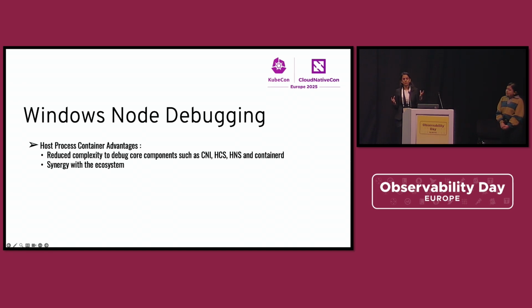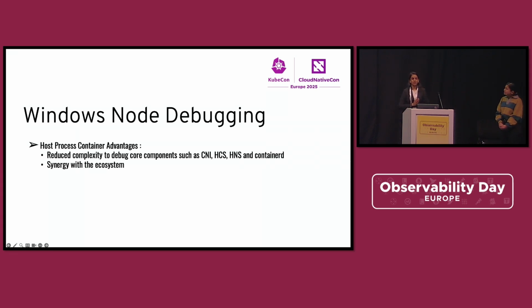So if you've ever tried to debug a Windows node, historically, we had the struggle of either having to RDP onto the Windows node or doing a proxy jump from the master node onto the worker node. Just a bit of a hassle. It's super cumbersome, copying files over, bringing it back and forth. Painful. That's where host process containers come in.